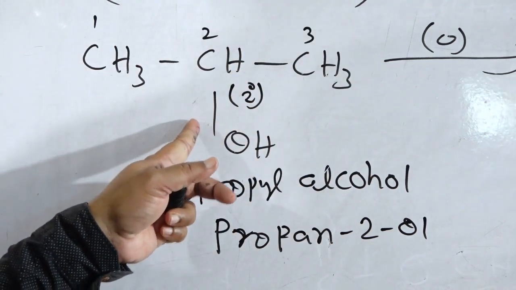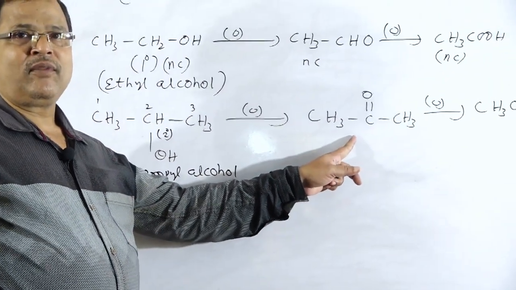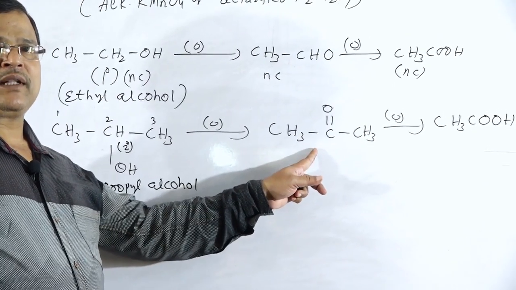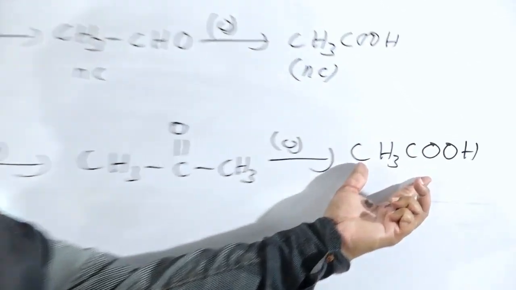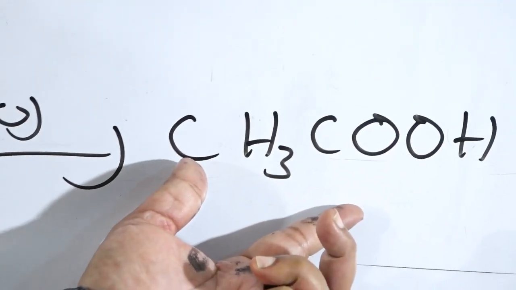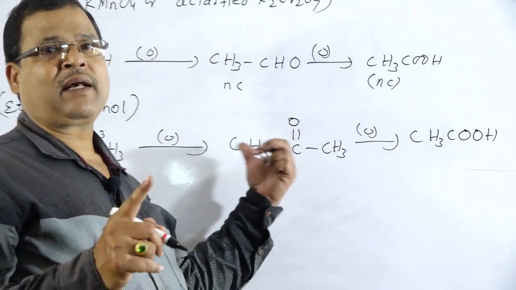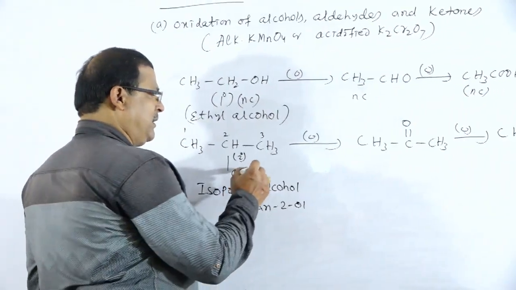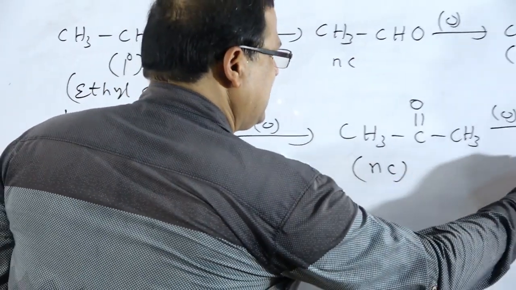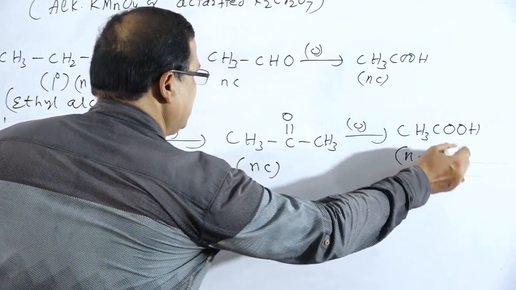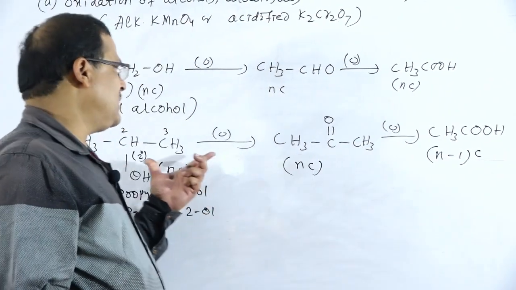So secondary alcohol gets oxidized to form ketone having the same number of carbon atoms, that is acetone, which is further oxidized to form carboxylic acid with one carbon atom less. In this case 2 carbon atoms, in this case 3 carbon atoms, and in the first case there are 3 carbon atoms. If this is nC, this is nC, this is n minus 1 C. One carbon atom is less than the original one.